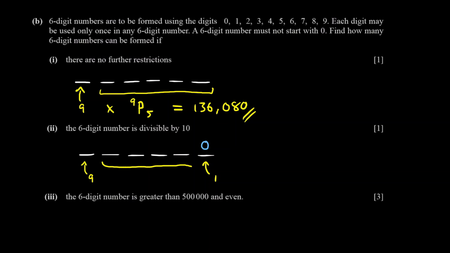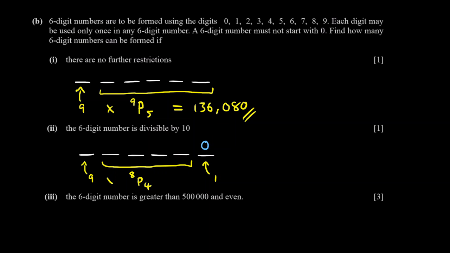Now, let's take the middle digits. Well, I've already used up 2 digits, so I've got 8 digits left to choose from, and I'm now choosing 4 digits. So the number of ways I can do that will be 8P4, right? Because I started with 10 digits, I've used 2 digits, so I've only got 8 digits left to choose from. And I'm choosing 4 from that 8. I end up with 8P4.